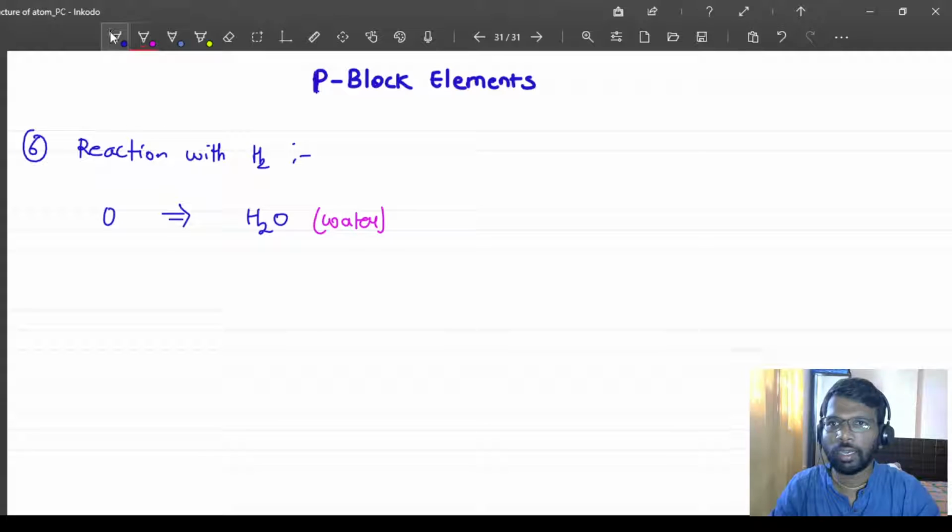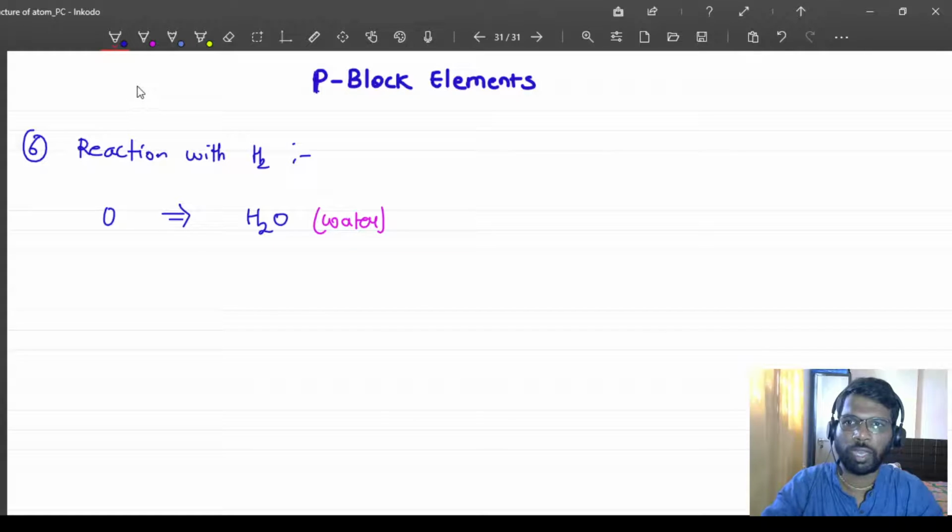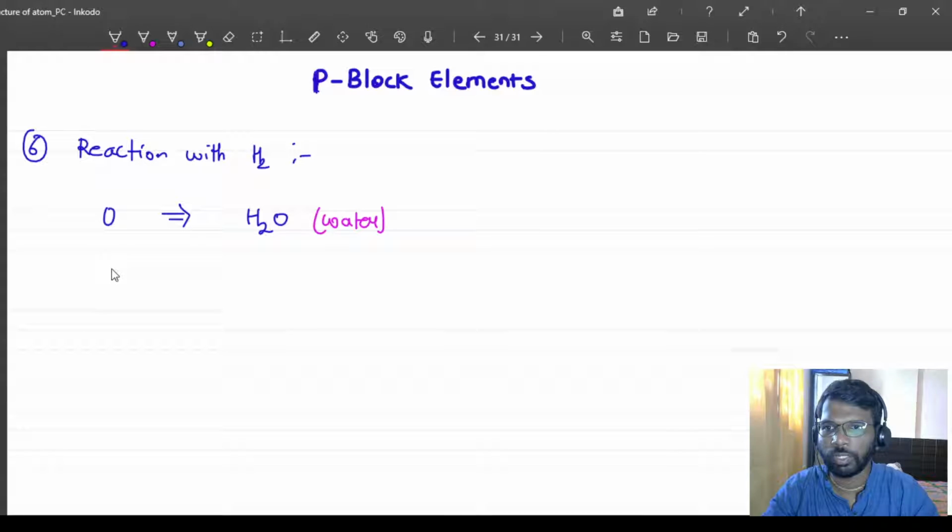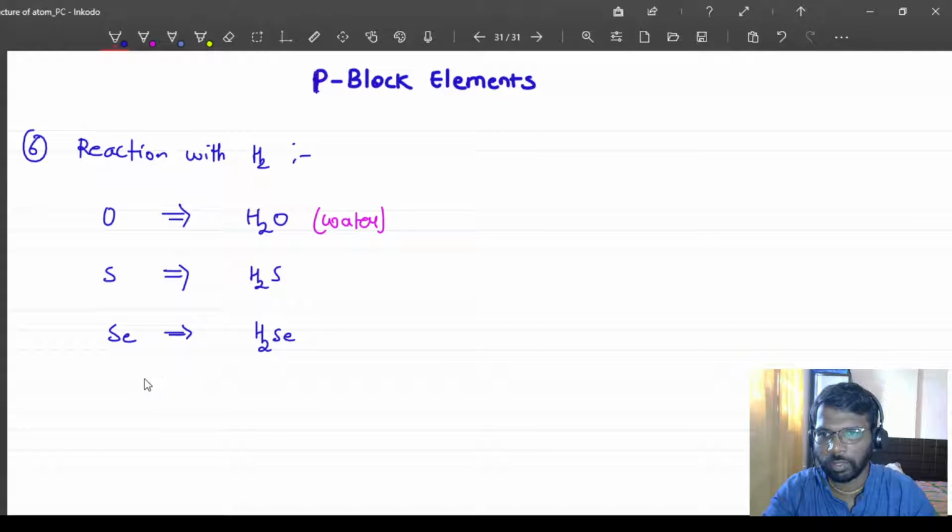Based on this, the hydrides, or the reactions with hydrogen, the other compounds are going to give this way: oxygen, then sulfur. If it is sulfur, then this is going to give me H2S. Okay, then selenium will give me this compound, tellurium will give me a compound this way, and the polonium is going to give me a compound.